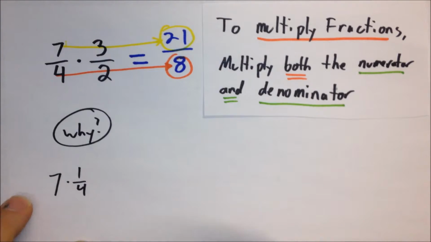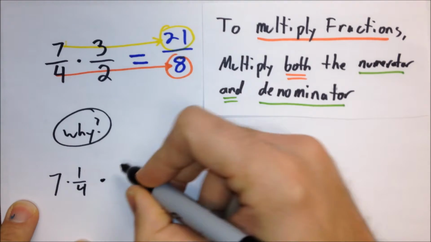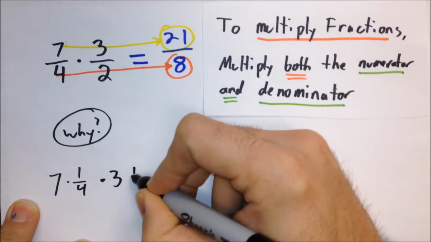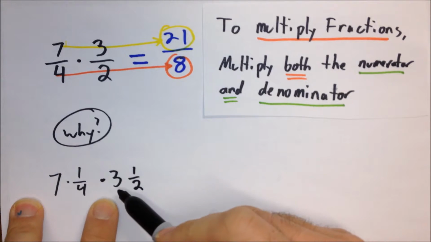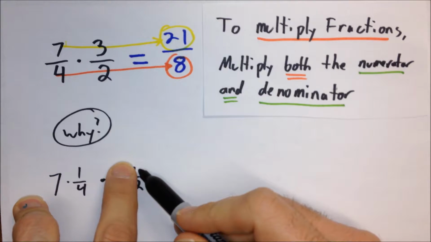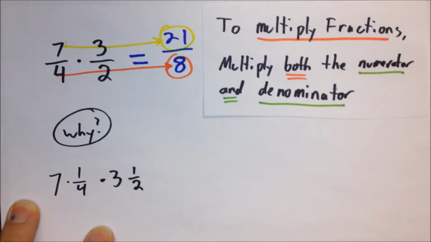We have 7 1/4. And then over here, what do I have? I have 3 of my 1/2 pieces. So multiplying out front says I have 3 of them. A numerator tells me I have 3 of them. I have 3 1/2 pieces.